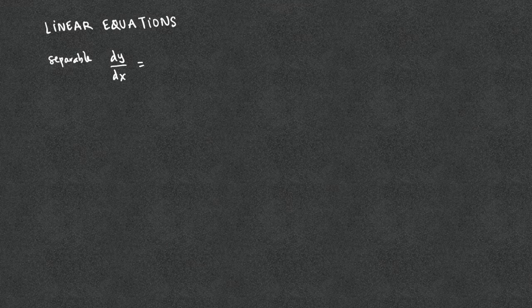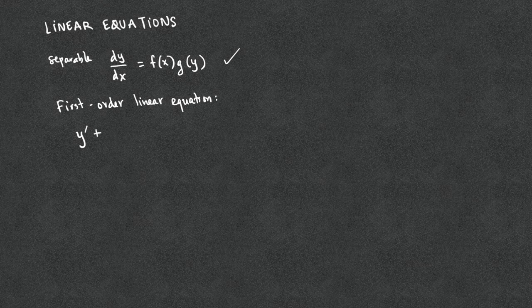Linear equations. In the past, we saw separable differential equations of the form dy/dx equals f(x) times g(y). And so y prime is a product of two functions, one of x and one of y. We now look at first order linear equations of the form y prime plus p(x) times y equals q(x), where p and q are functions of x. Usually, this is not separable.